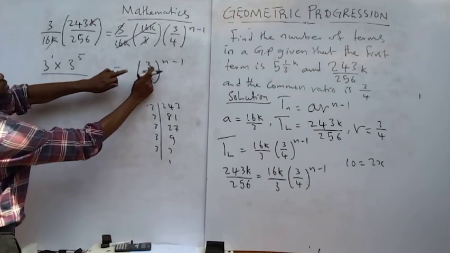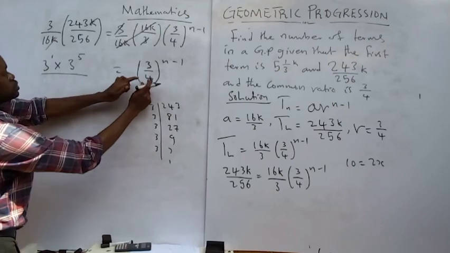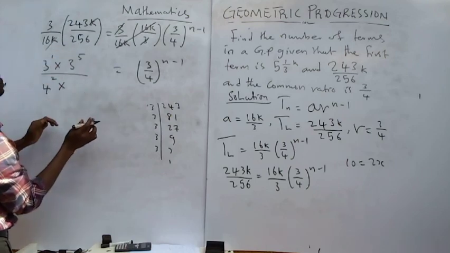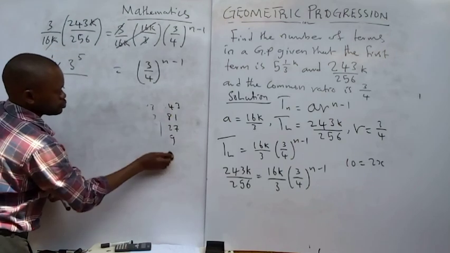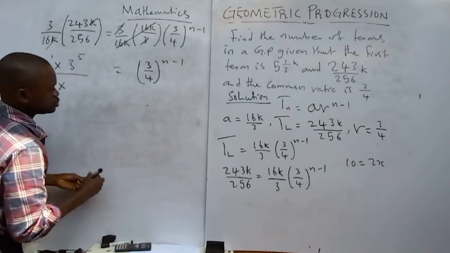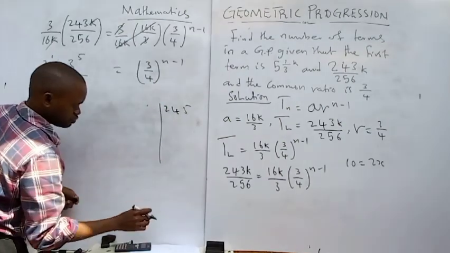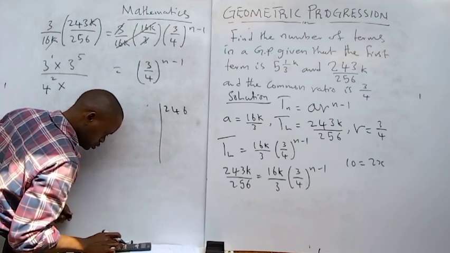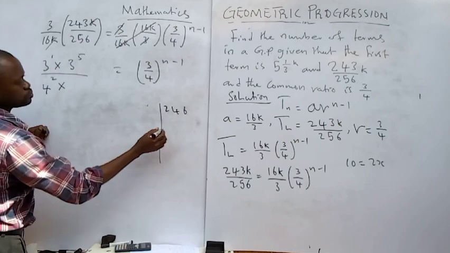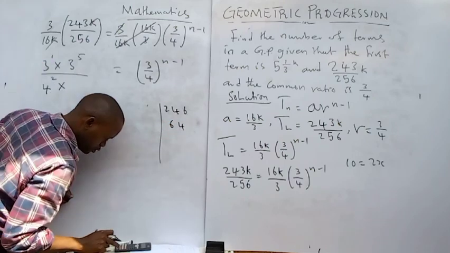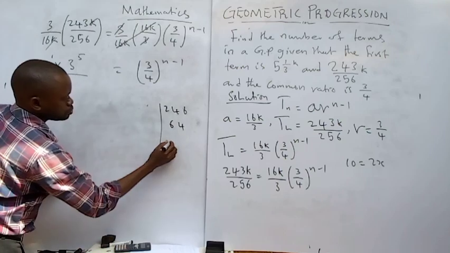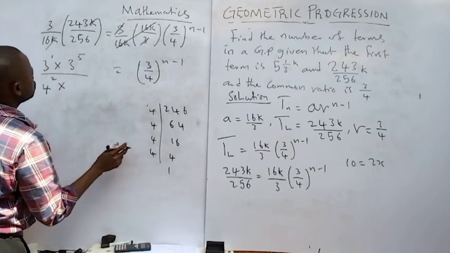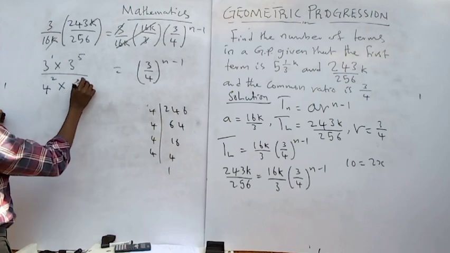Well, this one has balanced with this. And let me check what will balance with this. 16 here is 4 raised to the power of 2. Multiplying 256. 256 divided by 4, 64. Wow, 64. Divided by 4 again, divided by 4 again, 16. 4. That should be 4. Then 1. This should be 4 raised to the power 4.